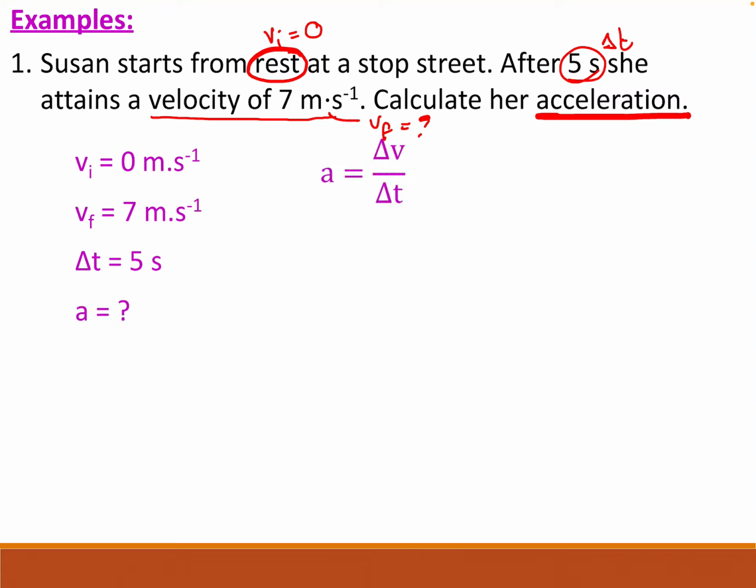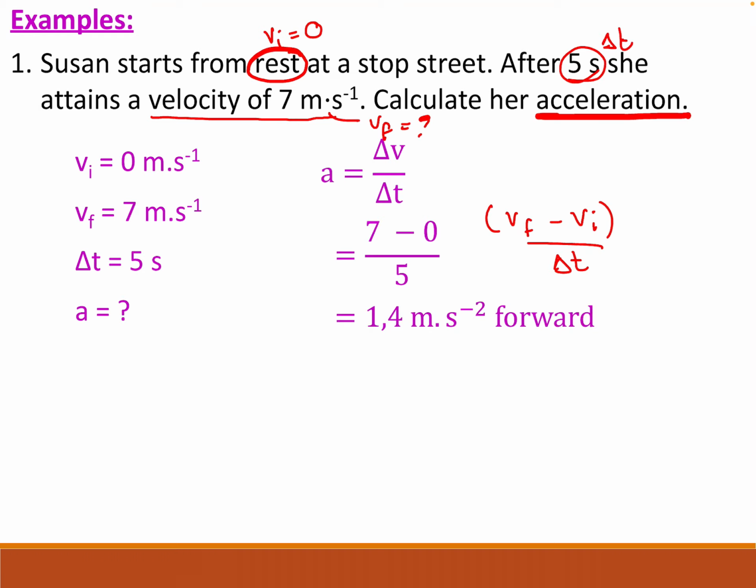So we know that acceleration is change in velocity over change in time. We're going to take final velocity minus initial velocity over time. That means we're going to get 1,4 meters per second squared.